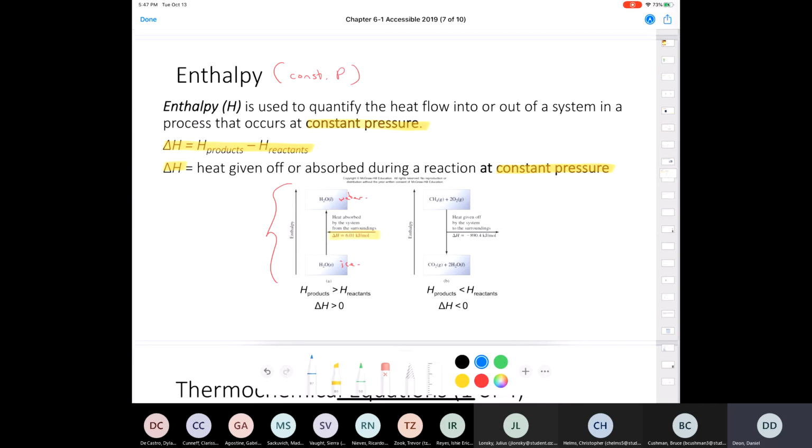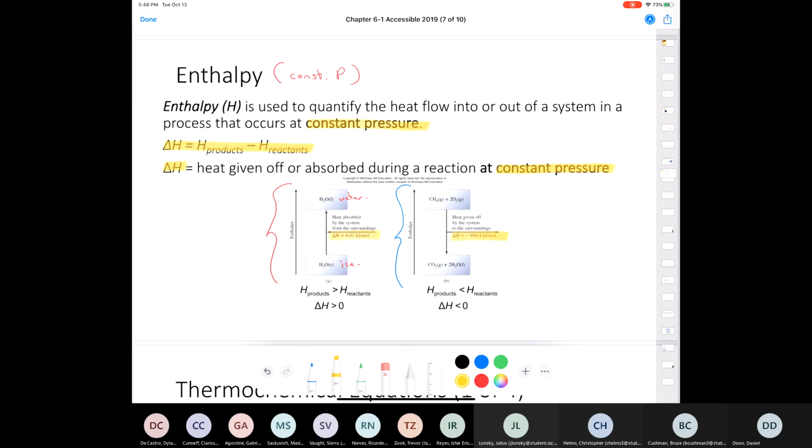If we look at the next example, which shows the combustion of methane. So this is methane gas, which is one of the major components of natural gas. When it combusts or burns in the presence of oxygen gas, it forms carbon dioxide and water, but heat is given off. And we can quantify that change in enthalpy because we're doing the reaction at constant pressure. And that heat that's given off during that reaction at constant pressure happens to be a negative number.